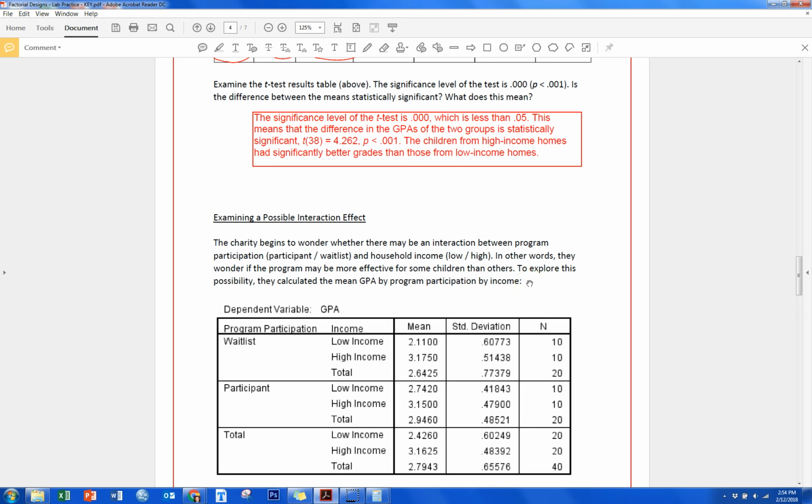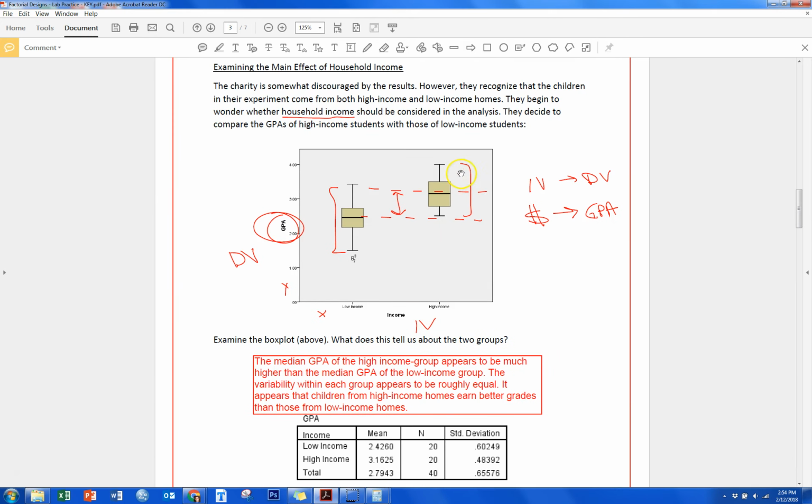So why would this be? If we know that the high-income kids are all doing quite well on their grades, look at this. No one's even scoring down in the 2 range, maybe 2.5, somewhere in this ballpark. They're all doing relatively well. There's really nowhere for them to go. You could have this great program, but they're already doing pretty well.